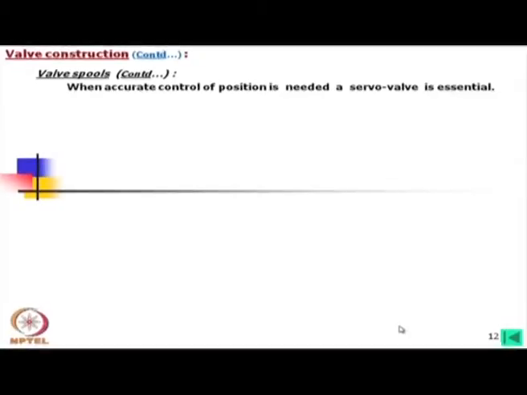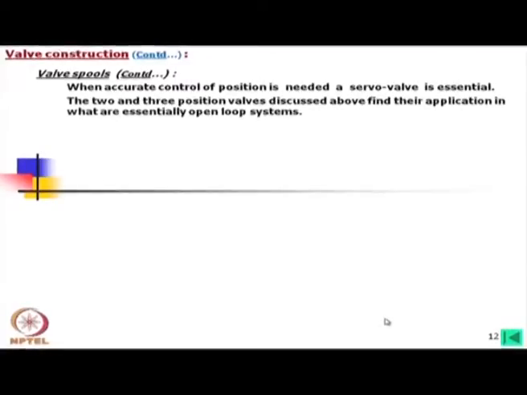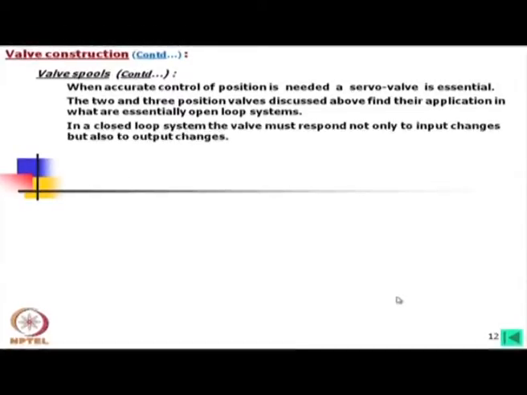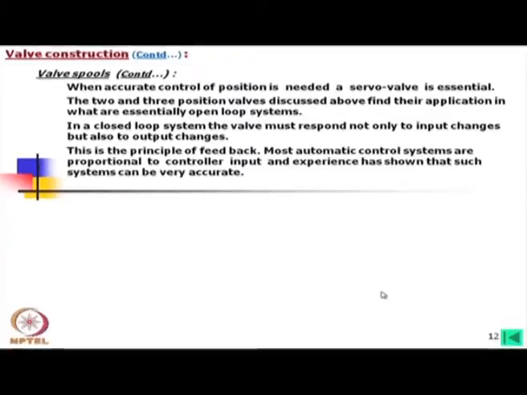Now, valve spool: when accurate control of position is needed, a servo valve is essential. The 2 and 3 position valves discussed earlier find their application in what are essentially open loop systems. In closed loop systems, the valve must respond not only to input changes, but also to output changes. This is the principle of feedback.